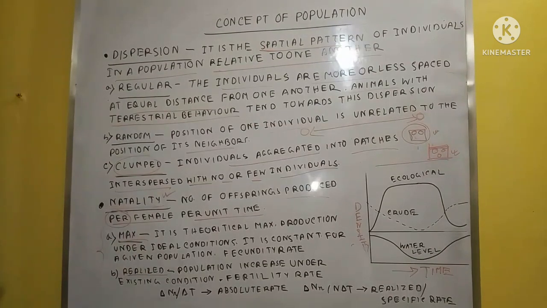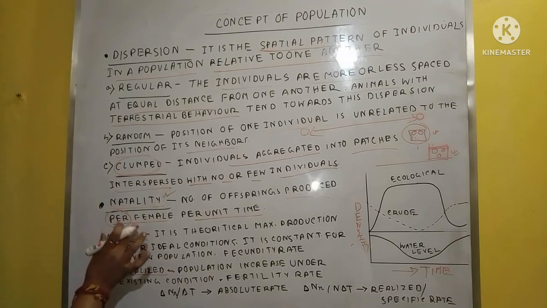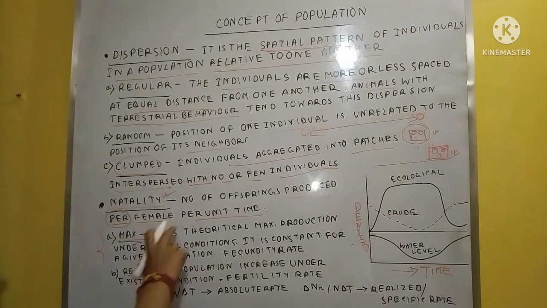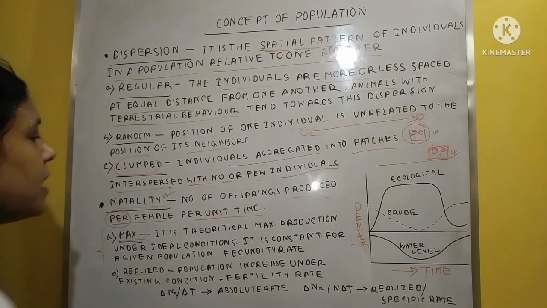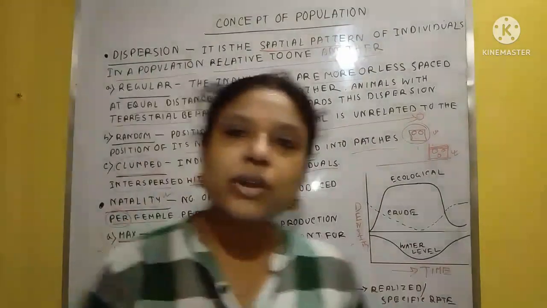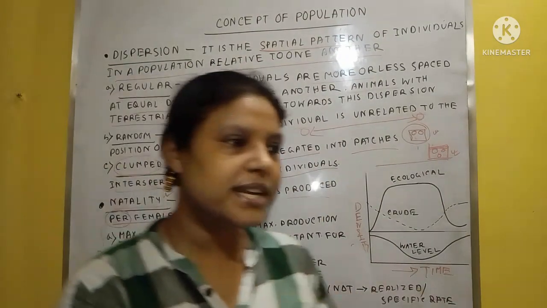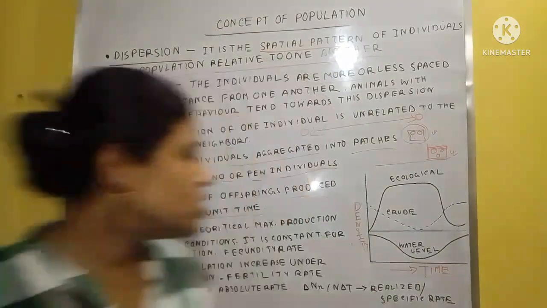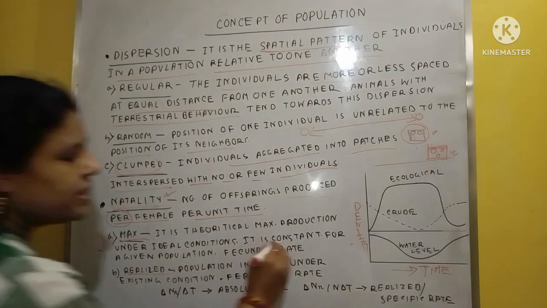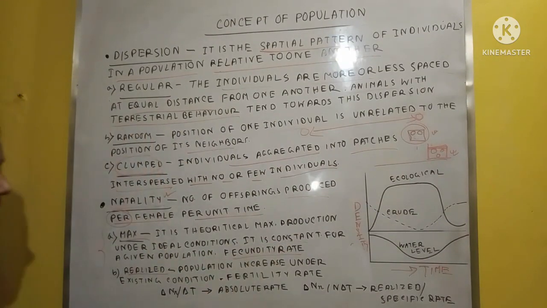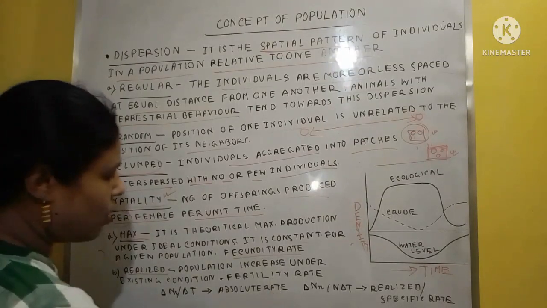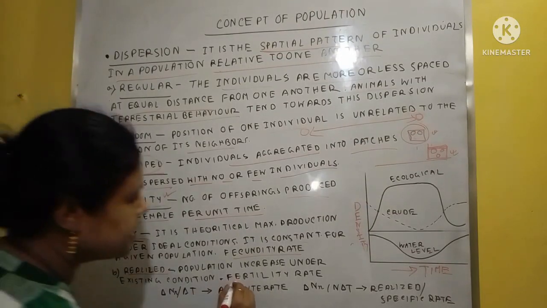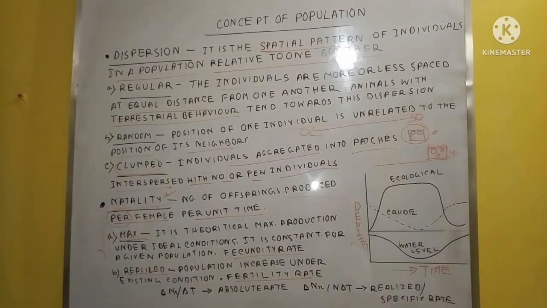Now we will discuss the maximum and the realized natality. What kind of natality is maximum, and what kind is realized? Maximum natality is theoretically discussed, but you know the theoretical measurement and the practical measurement are not always the same. Here the theoretical measurement is called the fecundity rate and the practical measurement is called the fertility rate.